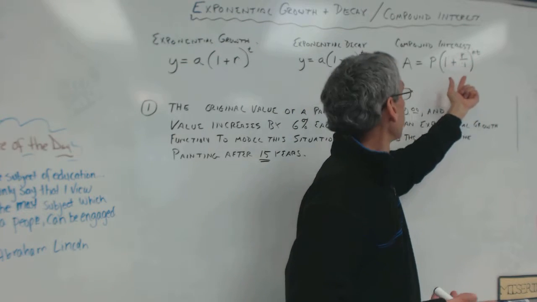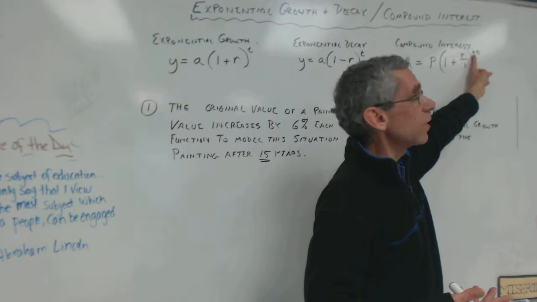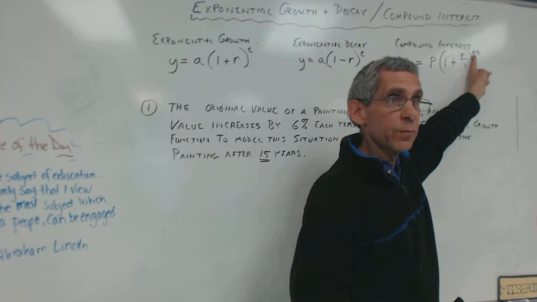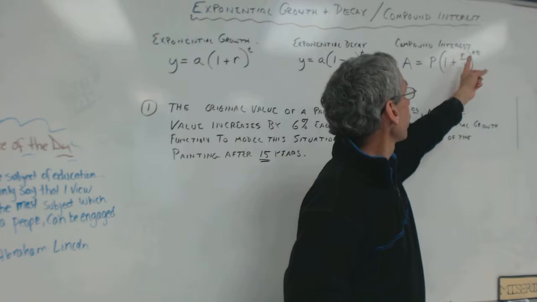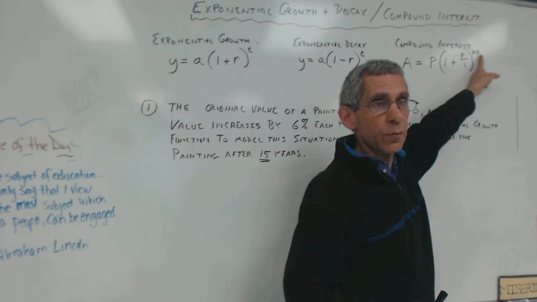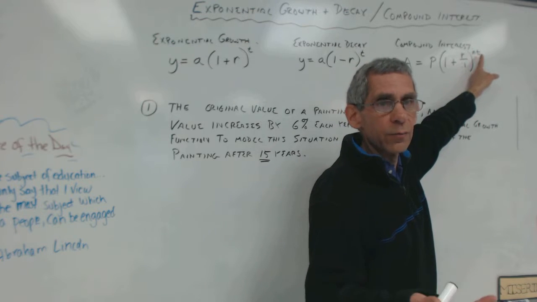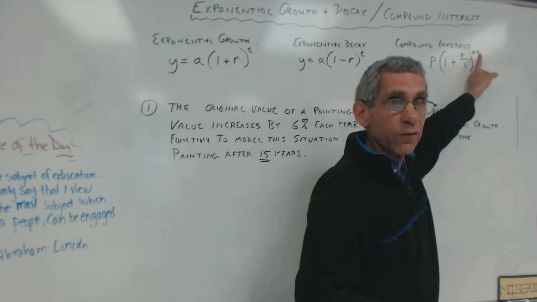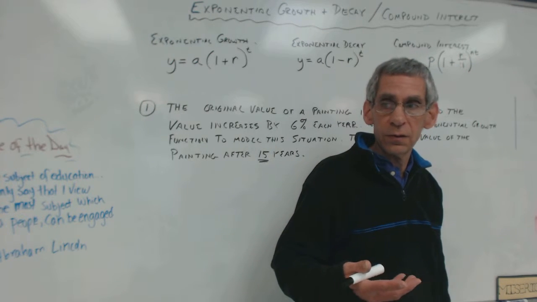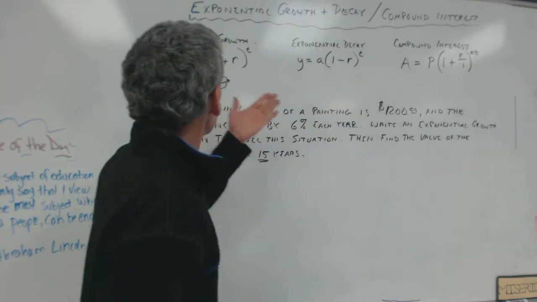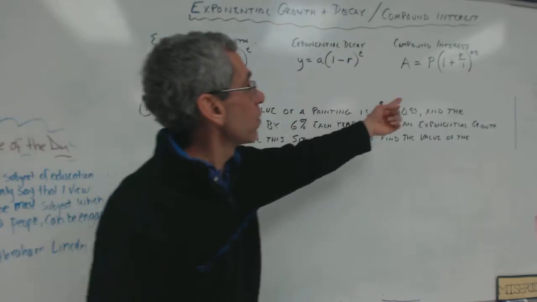What's NT though? N is the number of times it's compounded in a year times the number of years. That make sense? So if it was once a year, it'd be 1 times T, right? But if it was 4 times a year, it would be 4 times T, right? Makes sense, right? So it's almost identical to this. It's just that one little N thing.